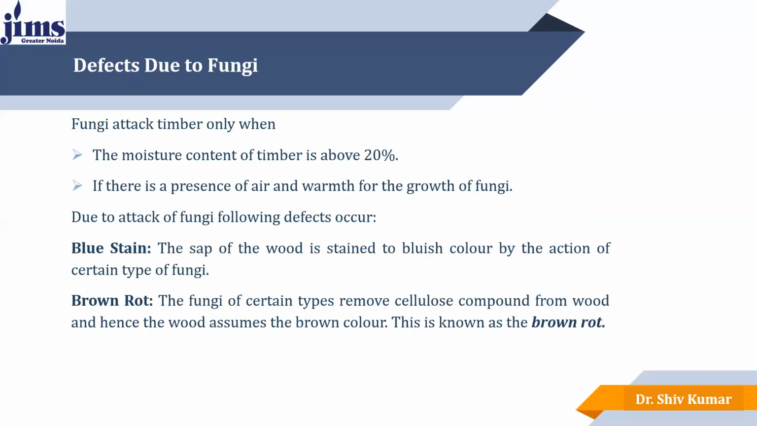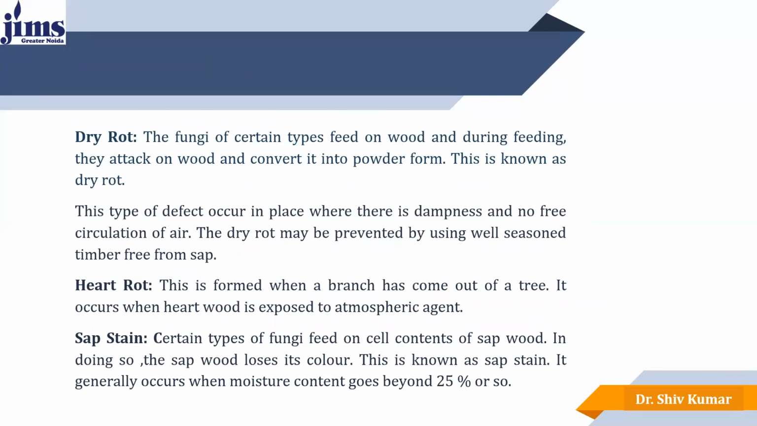First one is the blue stain. The sap of the wood is stained to a bluish color by the action of certain types of fungi. Sometimes it is brown in color, then it is known as brown rot. In brown rot, the cellulose compound may be affected. In dry rot, the wood is converted into powder form. The dry rot may be prevented by using well-seasoned timber free from sap.